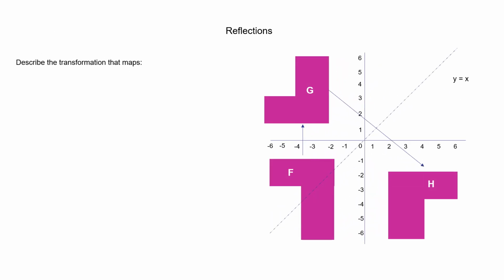To describe a reflection, you must give the equation of the mirror line. Let's look at an example. Describe the transformation that maps shape F onto shape G. This is a reflection in the x-axis. Describe the transformation that maps shape G onto shape H. This is a reflection in the line y equals x.